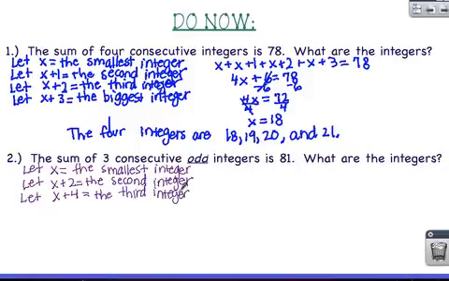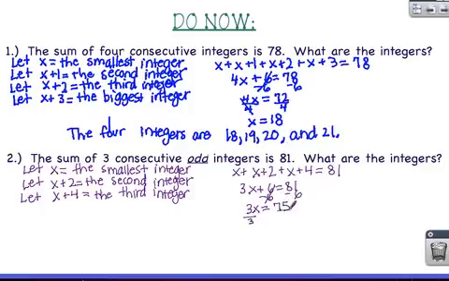The sum of these numbers is 81. So we write our equation as x plus x plus 2 plus x plus 4 equals 81. Combine like terms, and we get 3x plus 6 equals 81. Subtract 6. 3x equals 75. Divide by 3, and we get that x equals 25.